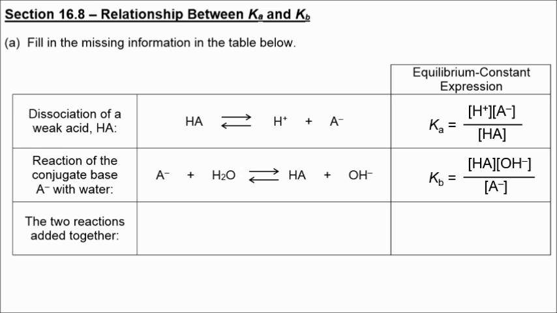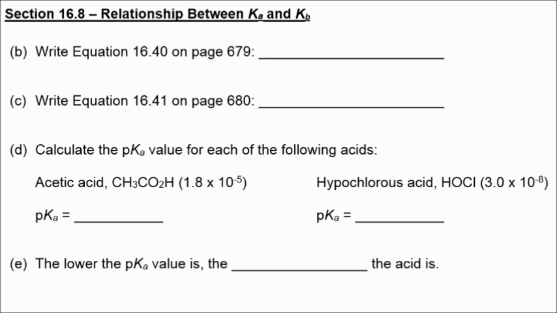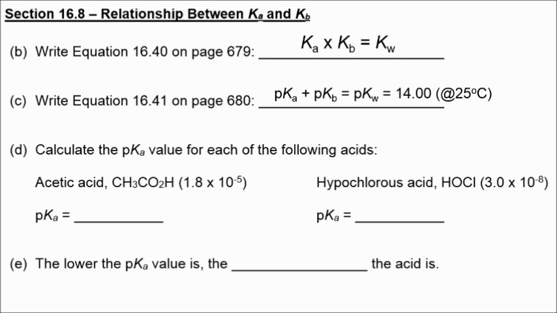If we add the two reactions together and we cross off the HA and the A minus, we end up with the dissociation of water. That would be the Kw expression. So that means that when you add two reactions together, you multiply the equilibrium constants together. So Ka times Kb equals Kw. The pKa plus the pKb equals the pKw, which is 14 at 25 degrees Celsius.